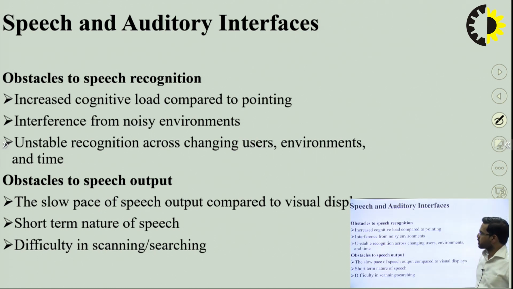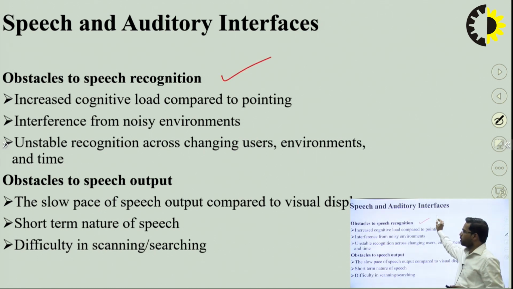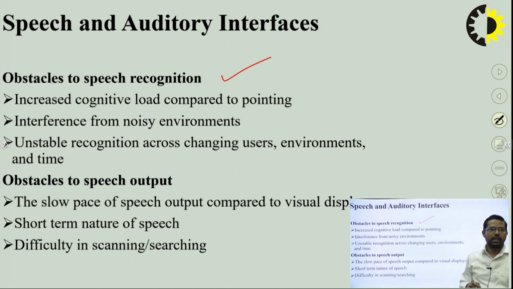So some of the obstacles to speech recognition. First is increased cognitive load compared to pointing. Second one is interference from the noisy environment. If there is a noisy environment, for example if I speak into the system on a railway platform, so much noise is there. So how to recognize these words? What are you saying and what announcements are being said? Third is unstable recognition across changing users, environment and time.